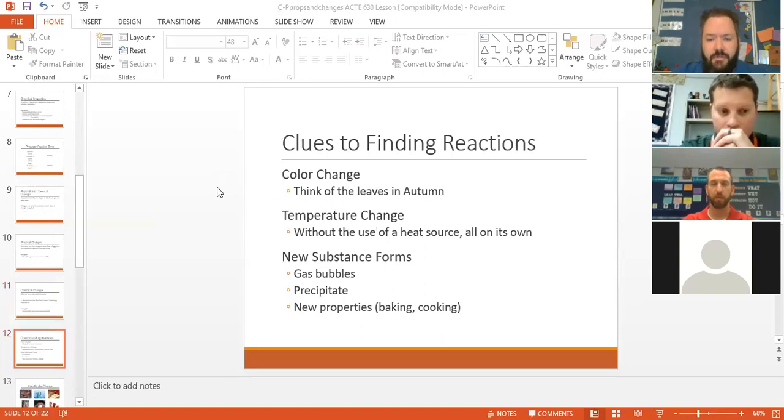As far as some clues to finding these different reactions, there's a color change, a temperature change, or a new substance forming. I have a couple of examples. The leaves in autumn are a color change for a chemical reaction. A temperature change without a heat source, happening on its own, is a good indication of a chemical reaction. And then something new just showing up, like gas bubbles or precipitate. Think of precipitate as precipitation, rain, in the form of a new substance. Sometimes you'll see little white flecks show up inside of a mixture that you're making.